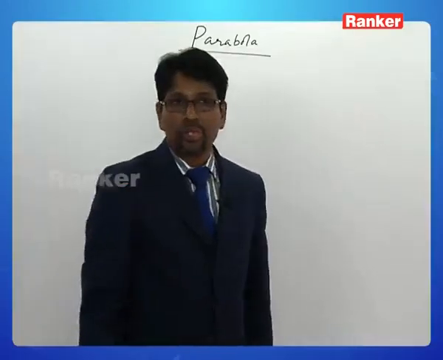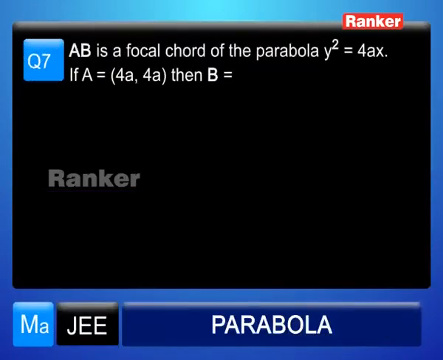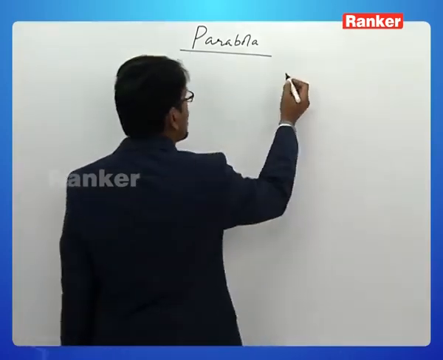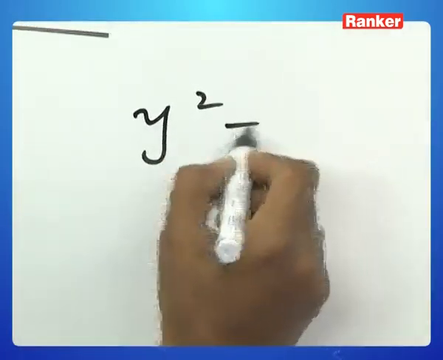Let's move to the next question, question number 7. If AB is the focal chord of the parabola y square equal to 4x and A is (4a, 4a), then the coordinates of B are: first option (a by 2, minus a by 4), second option (a by 4, minus a), third option (a by 2, minus a by 2), fourth option (a by 4, minus 4a). Look at this, y square equal to 4x.